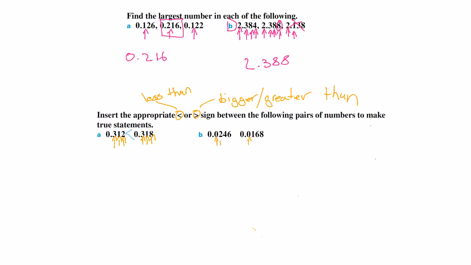Now I look at B. I've got a 0 for the tenths position on both. In the hundredths position, I've got a 2 in one and a 1 in the other. That means 0.0246 is actually larger. So it's greater than.